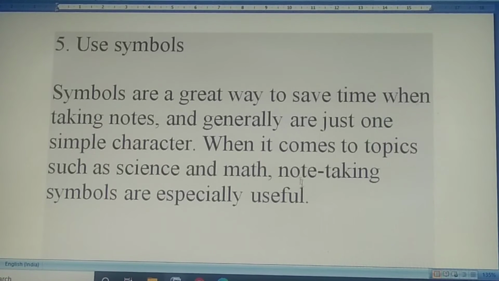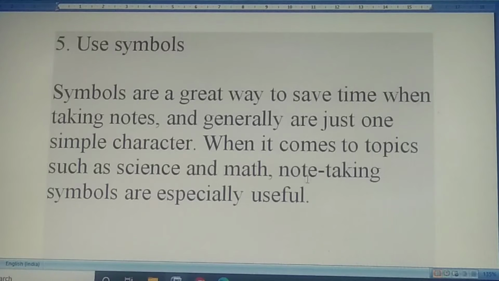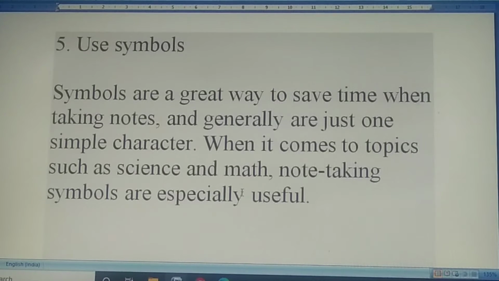Then the next point: use symbols. Symbols are a great way to save time when taking notes. There are some universally accepted symbols, you know that, children. For example, for the metals and all that, lead is Pb, so that you of course cannot change, okay? Example, e.g., and all that. And generally they are just one simple character.